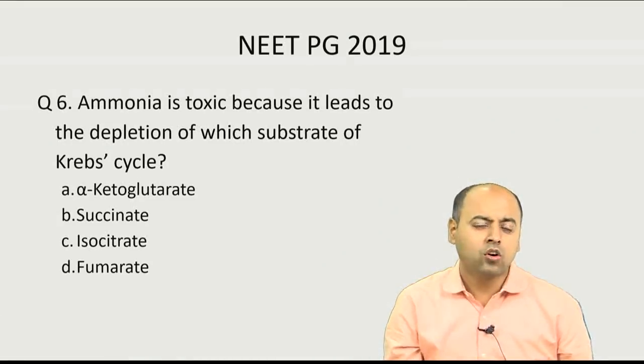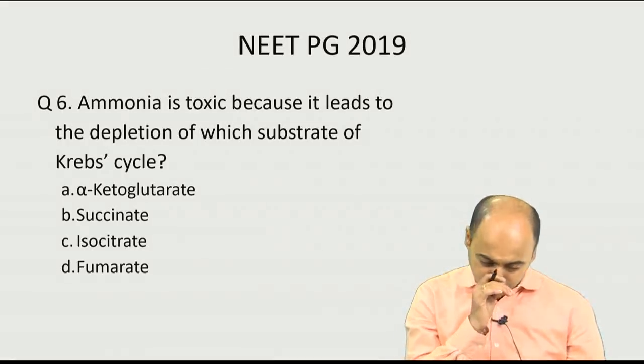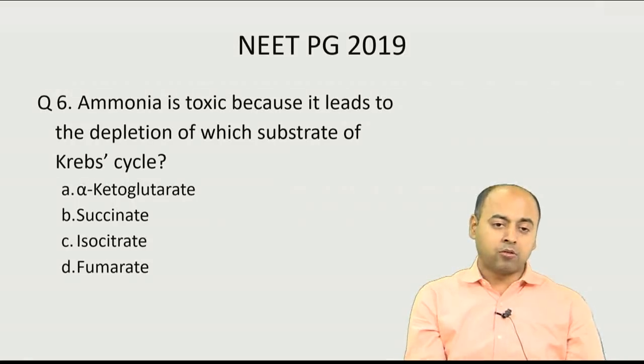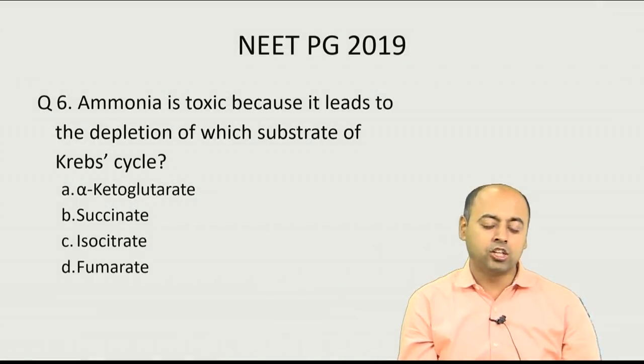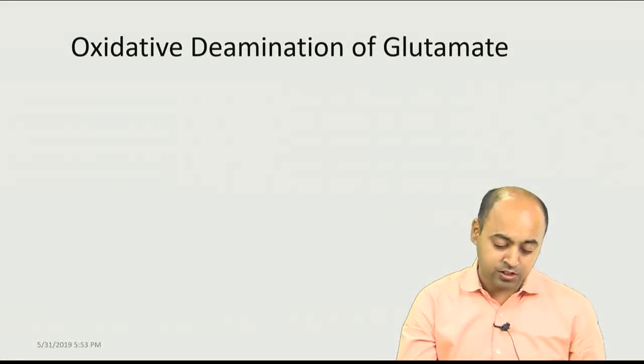Question number 6, again on ammonia. Ammonia is toxic because it leads to depletion of which substrate of Krebs cycle? Now this is a very frequently asked question. First I will show you the reaction in which the ammonia is getting used up, and it will also show the intermediate or the substrate of Krebs cycle which is involved.